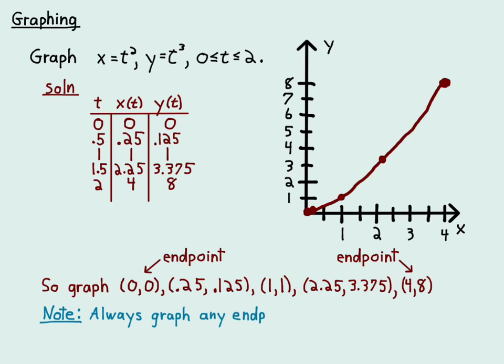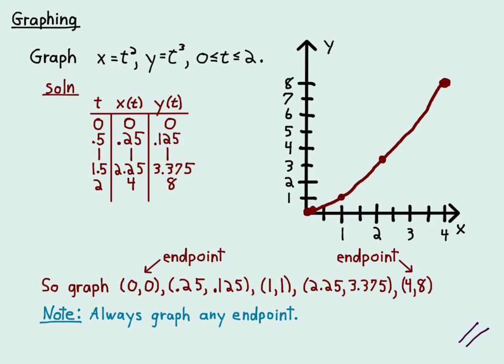Note, always graph any endpoint. Those are always important. So if the endpoints come from this right here, from 0 and 2.